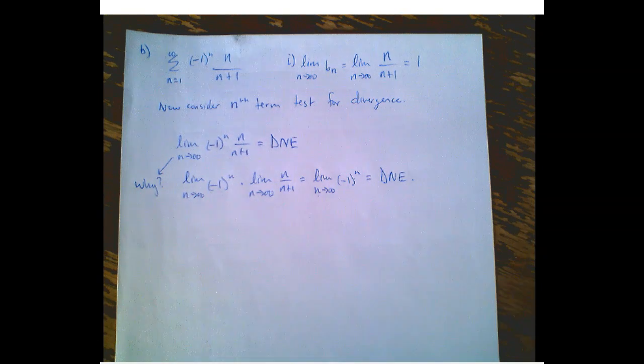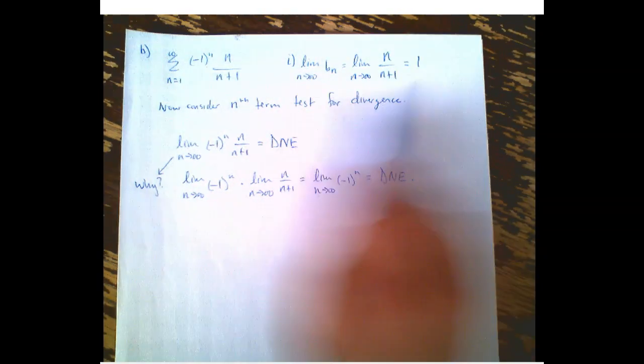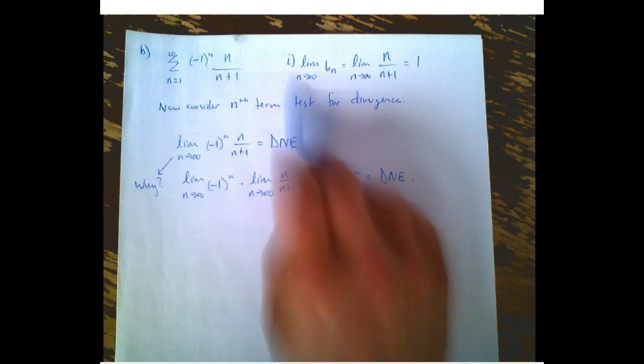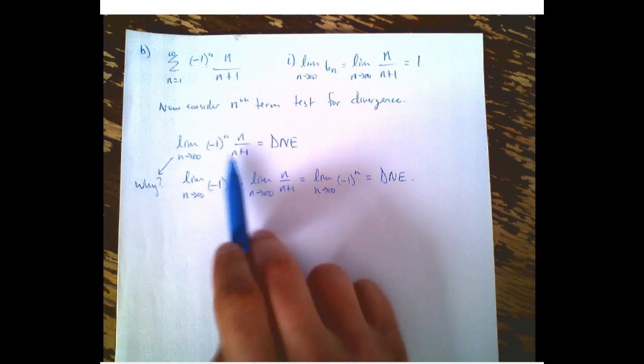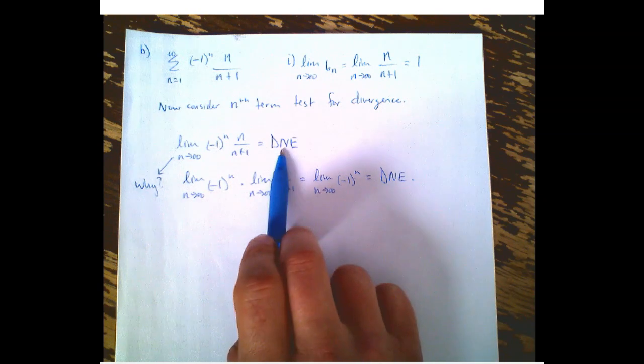Okay? So based on this, you can tell whether the divergence happens or not, right? So if this happens, this is not 0, then this nth term test is going to be non-existent, okay? So this series diverges.